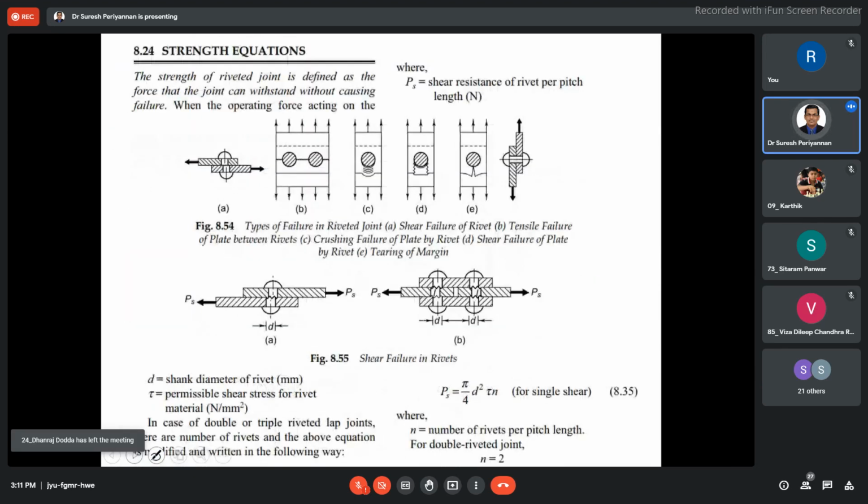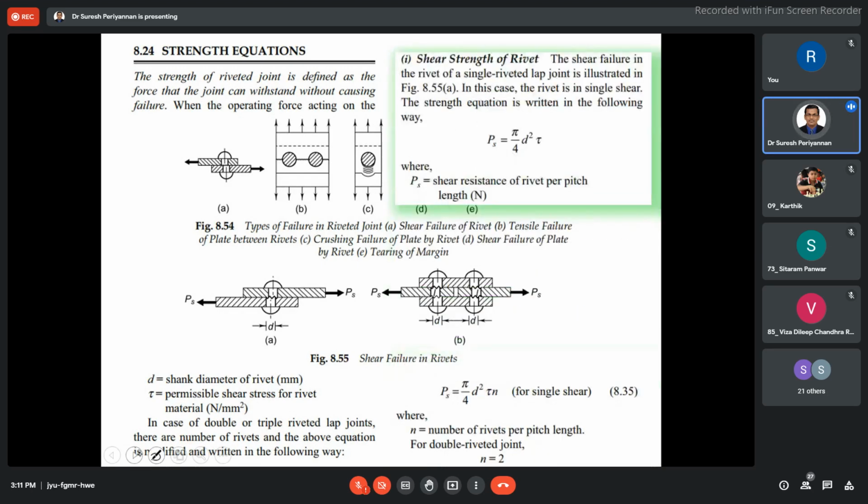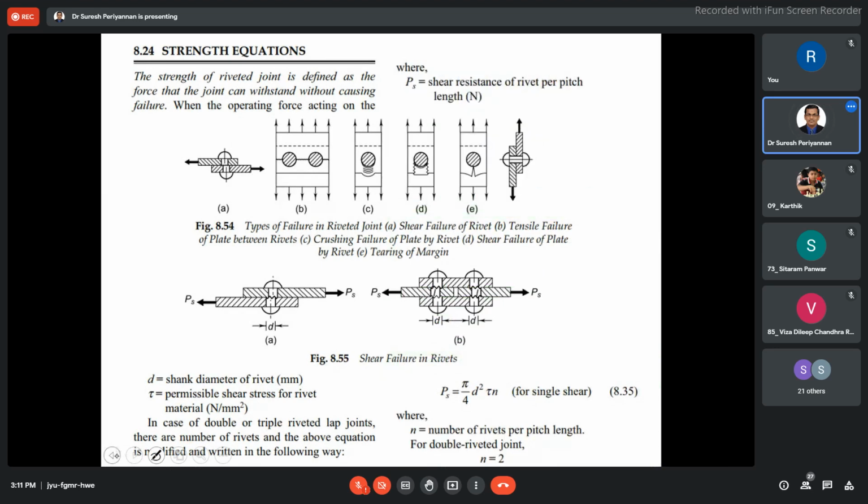Now, today we go to the strength equations. The strength of the riveted joint is defined as the force that the joint can withstand without causing failure when the operating force acts on the joint, not only the rivet, the joint. See here, the strength equation we are considering.